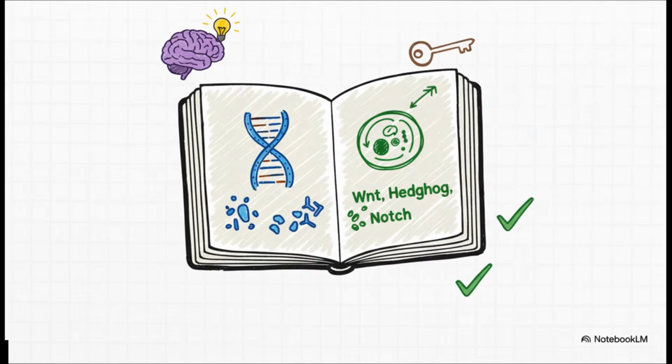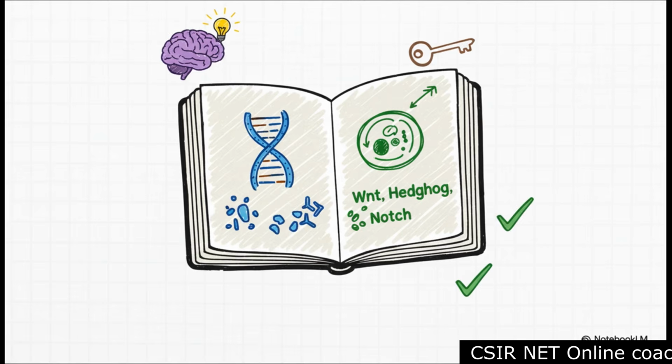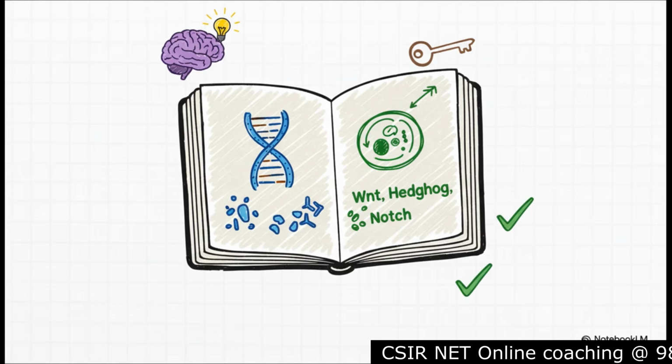And for that 50% that's pure memory, this is your cheat sheet. These genes, bicoid, nanos, hunchback, and these pathways are the recurring superstars of developmental biology. You have to know their names, what they do, and who they work with. Getting these down is how you lock in those crucial memory-based marks.